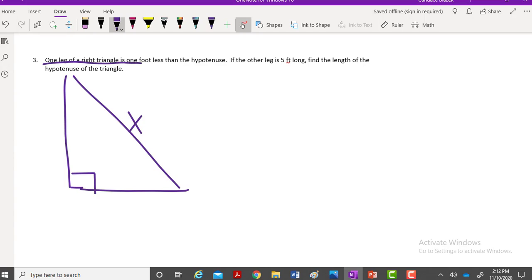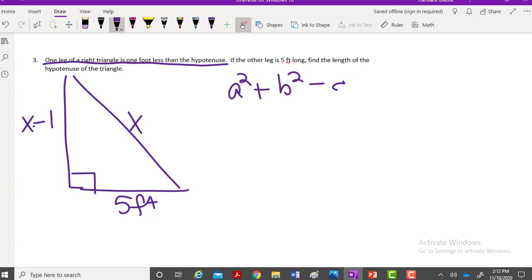One leg of the right triangle is 1 foot less than the hypotenuse. Okay, so I'm going to label one leg. Remember, the legs are the two shorter sides of a right triangle, and it would be x minus 1. The other leg is 5 feet long, so I'll label that as well. All right, we have a right triangle, and we want to know the length of sides. So what we have with this is the Pythagorean theorem: a squared plus b squared is equal to c squared.